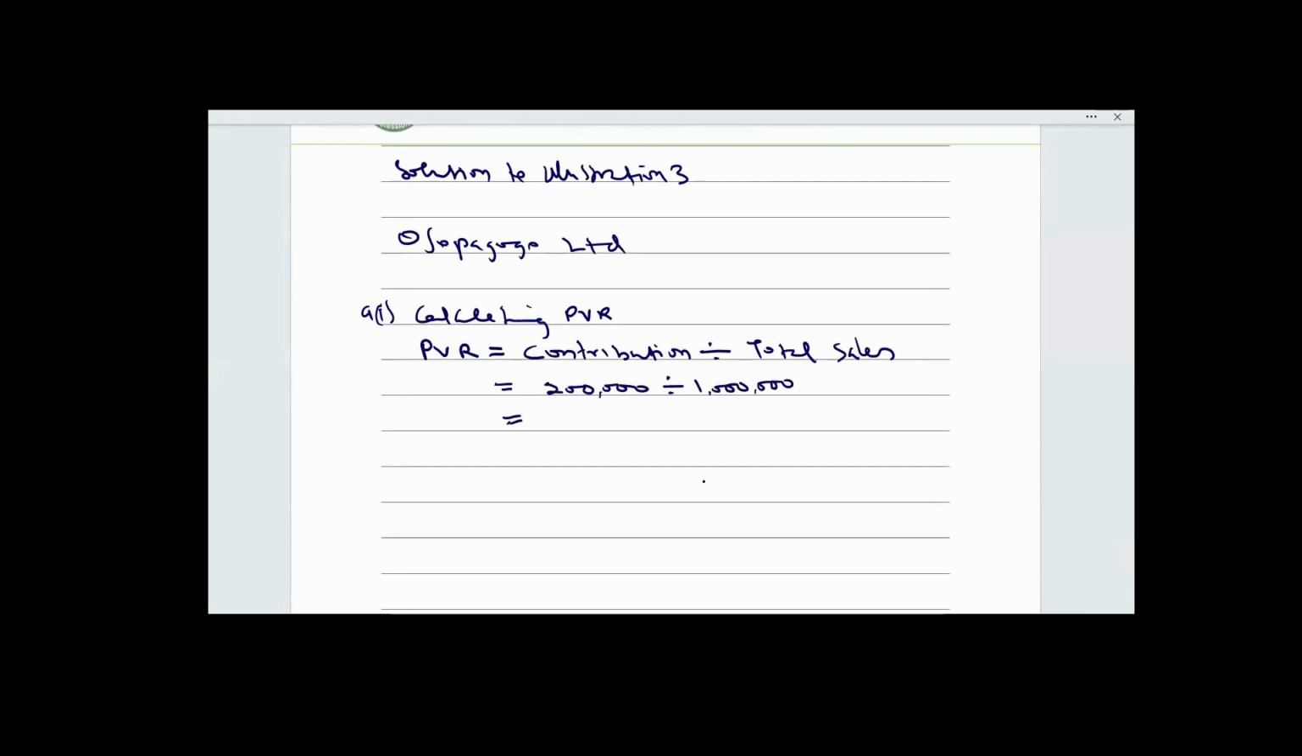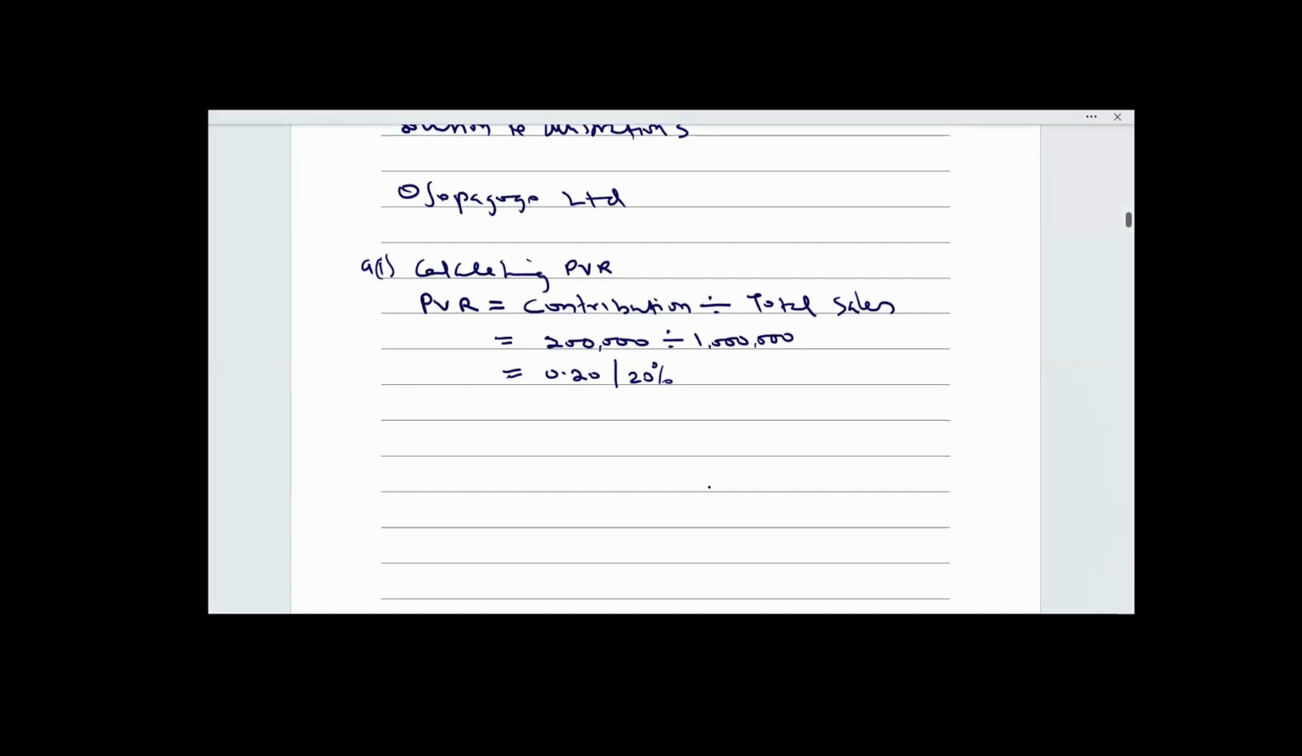So this will give me 0.20 or 20%. So this is how to calculate PVR or contribution margin ratio. Roman figure 2, A high.